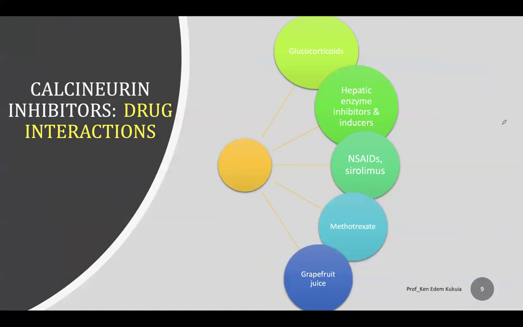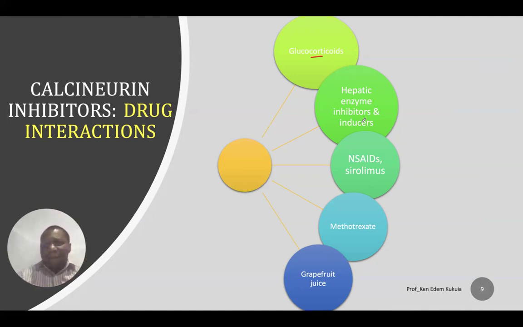Lastly, we would like to look at drug interactions. You'd remember I mentioned that because the drugs are metabolized by cytochrome P450 3A family, there is a high tendency for drug-drug interaction. So there could be interactions between the calcineurin inhibitors with glucocorticoids. This may present with a higher tendency for diabetes, where the patient is taking drugs that are enzyme inhibitors or enzyme inducers. This could either cause these calcineurin inhibitors to stay in the system longer or to be cleared faster.